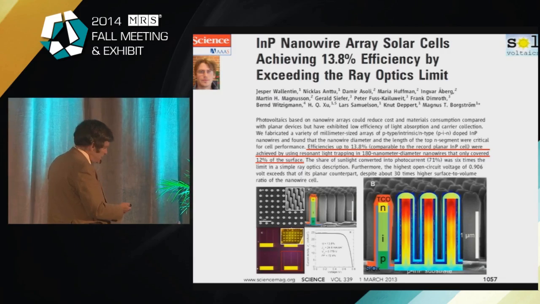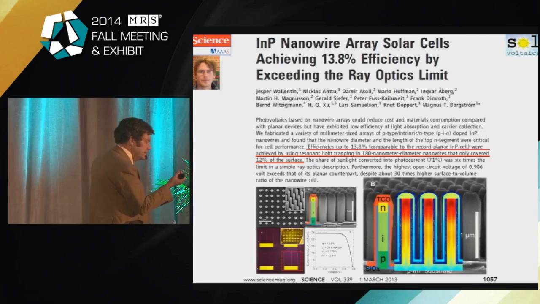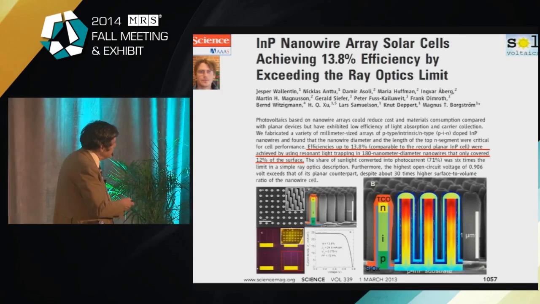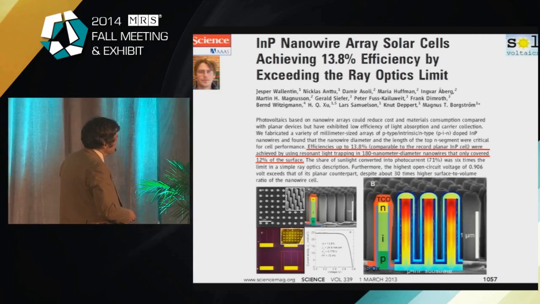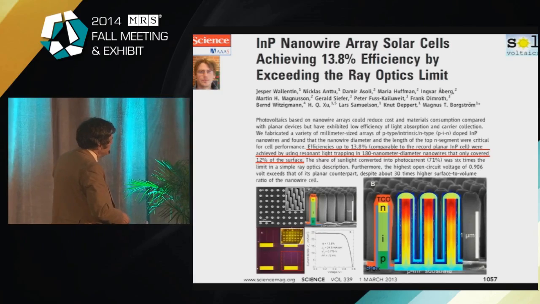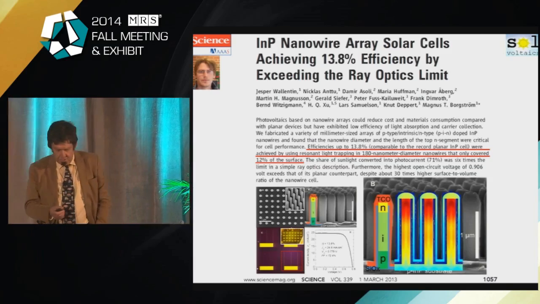What is interesting here is that it was really based on theoretical design: how do you make the ideal pitch, how do you make the ideal diameters and dimensions of the nanorods, and how do you ideally distribute the dopants in PIN junctions, where each of these is a complete PIN junction. And that gave us this 13.8%, although we were only covering 12% of the surface.